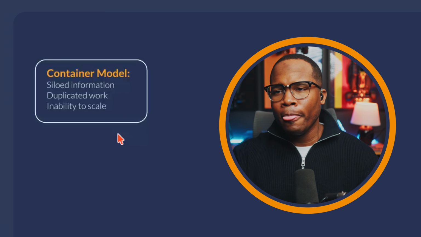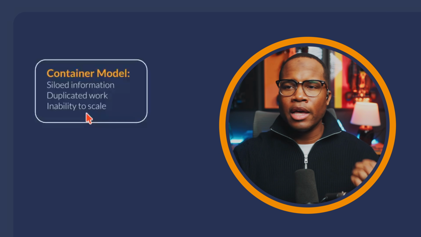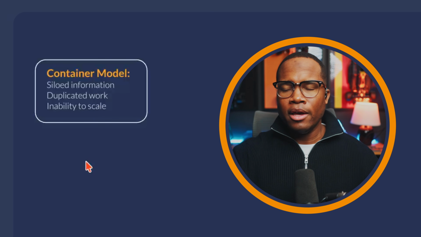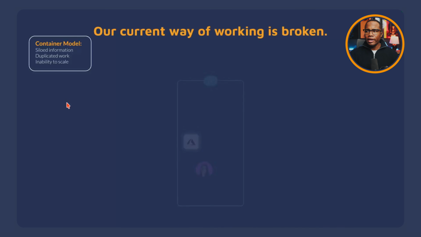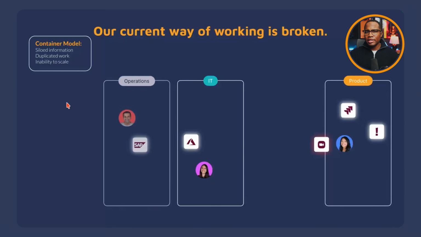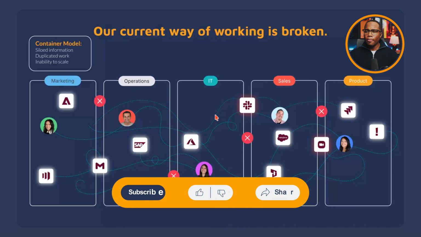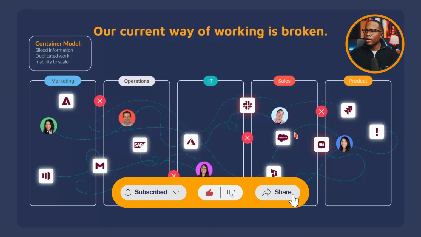The container model introduces silos. There's siloed information, there's duplicative work, and there's an inability to scale. This is what that looks like. We have these different teams that are supposed to be able to work together, whether it's marketing, operations, IT, sales, and product. As you can see, they have their various tools that they would use in their respective departments.